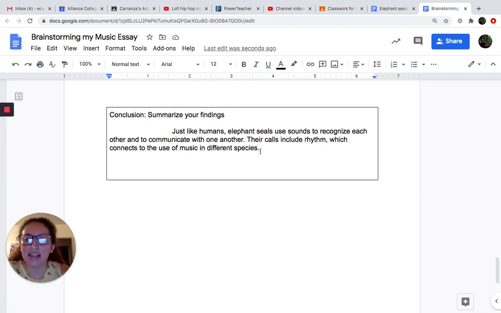And last but not least, my conclusion. It would be summarizing my findings, summarizing my short essay. Just like humans, elephant seals use sounds to recognize each other and to communicate with one another. Their calls include rhythm, which connects to the use of music in different species.